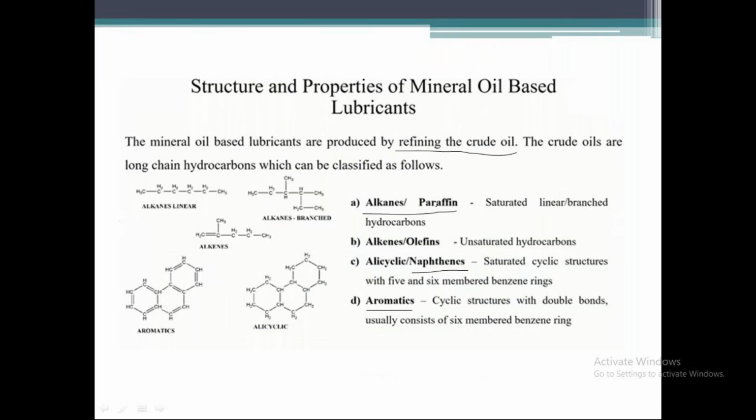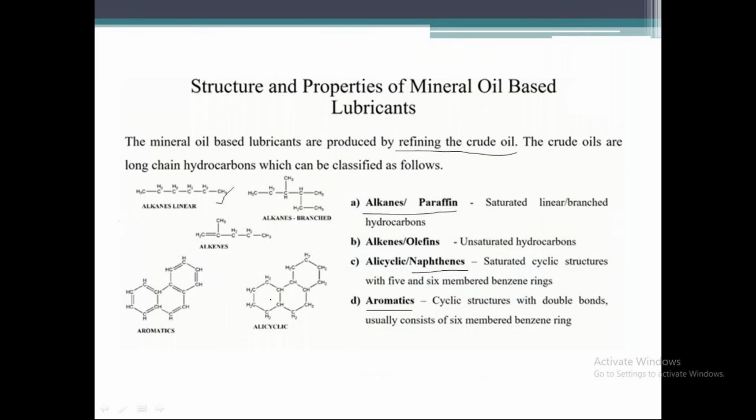So these alkanes and paraffin, they are saturated linear branched hydrocarbons. You can see it is linear, and it is mostly saturated. Saturated means there won't be any double bond. Everything is connected via single bond here. So if unsaturated bonds are present, then we call this alkenes or olefins. And naphthenes are saturated cyclic structures. Whenever there is a cyclic structure like this, we call this naphthene.